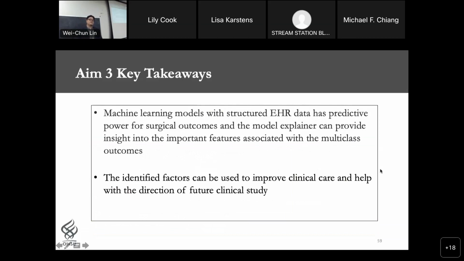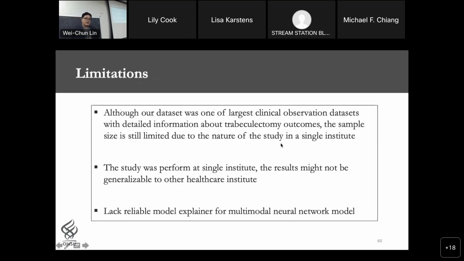The key takeaway from this N3 is that a machine learning model with structured EHR data has predictive power for surgical outcome, and the model explainer can provide insight into the important features associated with the multi-class outcome. And the identified factors can be used to improve clinical care or help with the direction for a future clinical study. However, there are several limitations that need to be noted.